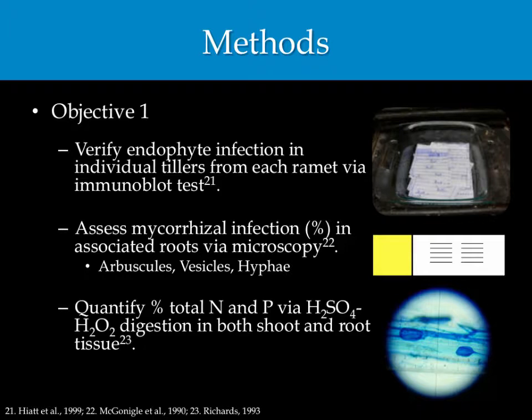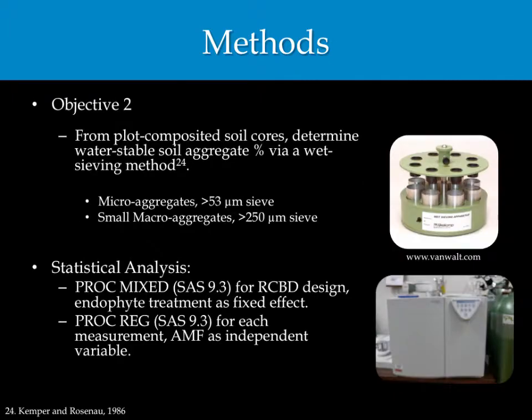I also assessed mycorrhizal colonization as a percentage in associated roots using a microscopy method where I stained the roots, laid them out on microscope slides, and then looked for infection structures of the arbuscular mycorrhizal fungi, things like arbuscules, vesicles, and hyphae. I also quantified nitrogen and phosphorus concentrations and separated root and shoot tissue via a wet digestion method.